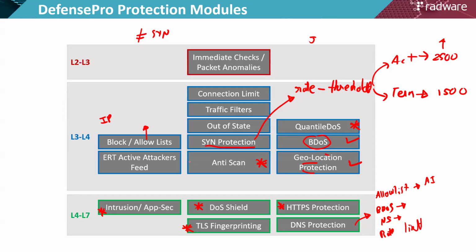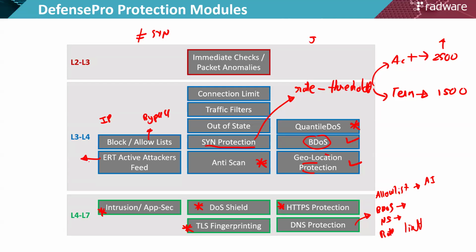What is block list? If the criteria is met, then we will be simply dropping that particular traffic. And what is allow list? Allow list means if the criteria of the incoming packet is met, then bypass all the protection modules. That means if the incoming packet is coming in, the Defense Pro will not inspect that packet. It will allow that packet to go directly to the backend server.